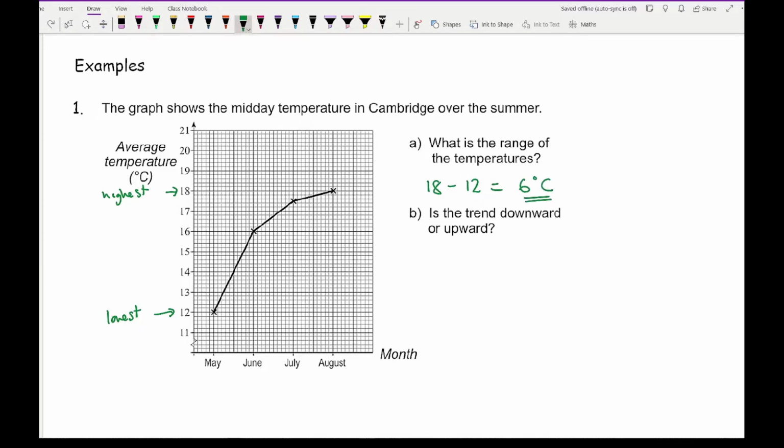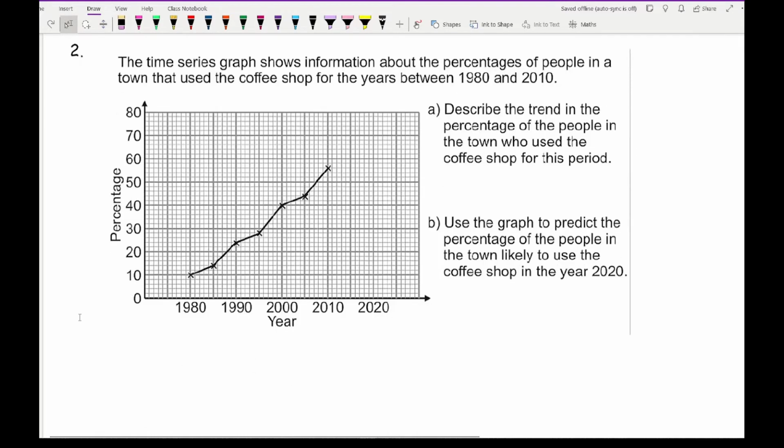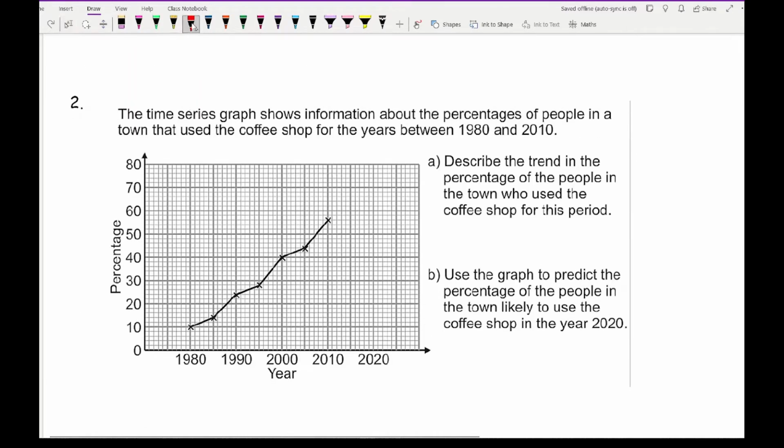It then says, is the trend upward or downward? Well, in this case it's pretty obvious, there is an upward trend. Then moving on to question 2, it says that the time series graph shows information about the percentage of people in a town that used the coffee shop for the years between 1980 and 2010. Now, it is really important that you do read the question and try and understand what the data in the graph shows for you to properly understand and be able to answer the question that's being asked fluently.